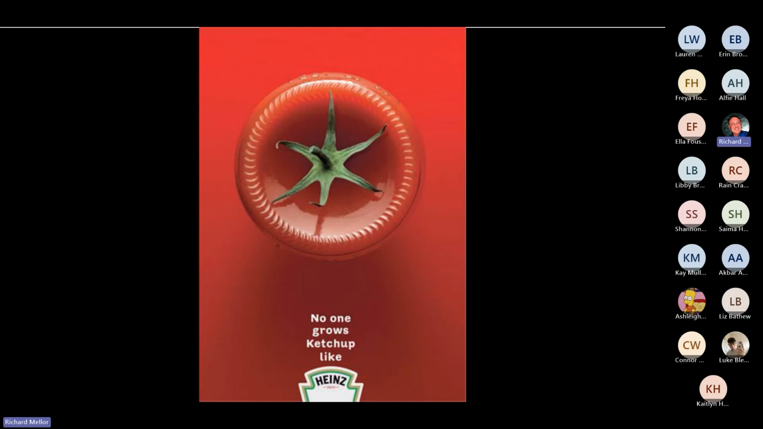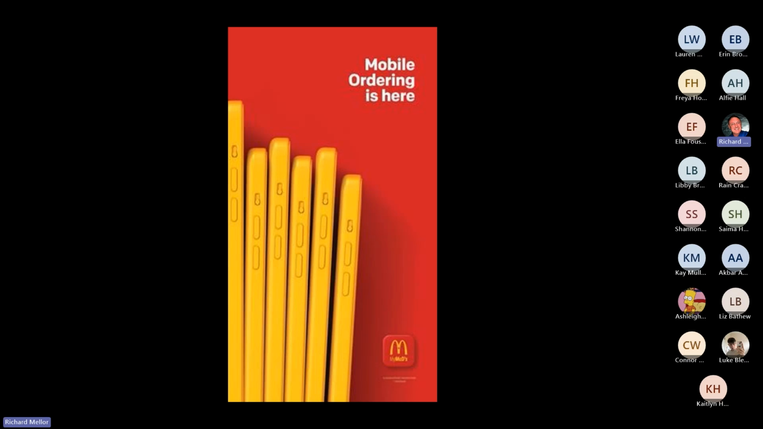And it's combining, obviously, the base of the ketchup bottle with the leaf of the tomato. Another juxtaposition, another kind of bringing elements together to create a complete message. When McDonald's introduced takeaway via mobile ordering, they produced this poster, simply reading, "Mobile ordering is here." And you've got mobile phones in yellow phone cases, juxtaposed in a way that they look like French fries.